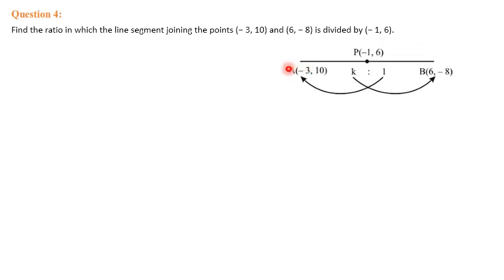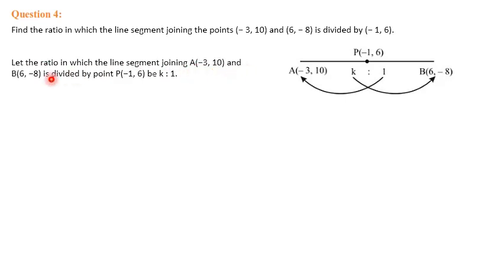I have taken as n points A (-3, 10), B (6, -8), and P (-1, 6) as the point of division, and the ratio in which it is dividing is k is to 1. This is what I have taken. Now the assumption part: let the ratio in which the line segment joining A (-3, 10) and B (6, -8) is divided by point P (-1, 6) be k is to 1. Or simply you can write, let the ratio be k is to 1.